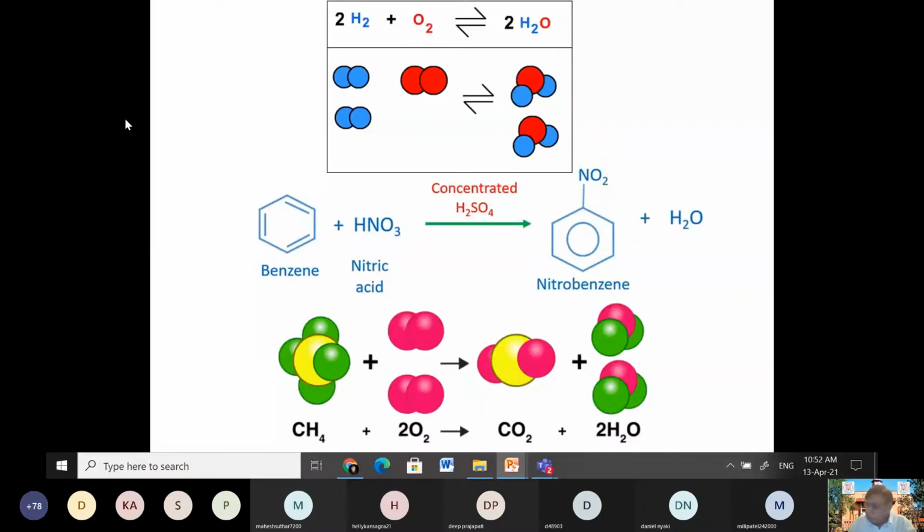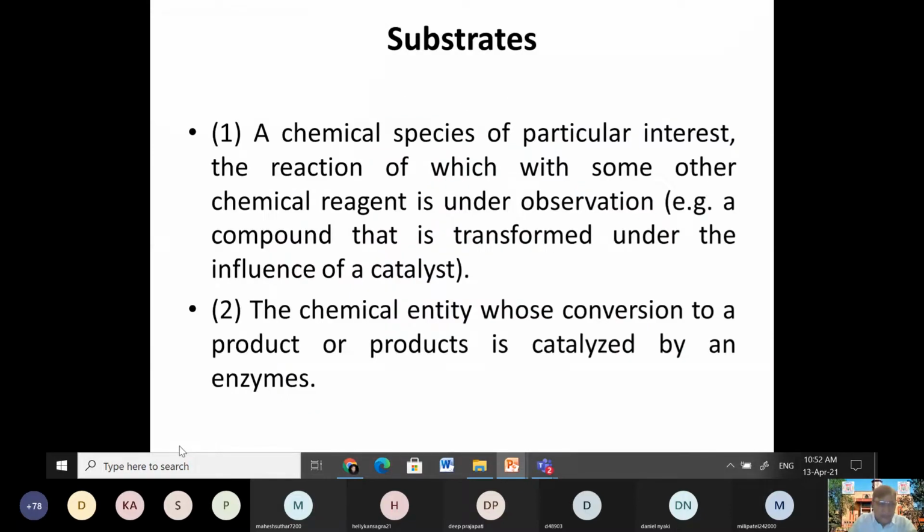So here we are having benzene. Now benzene is, wait a minute.